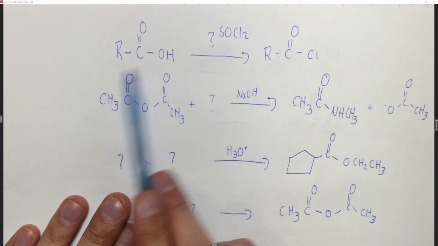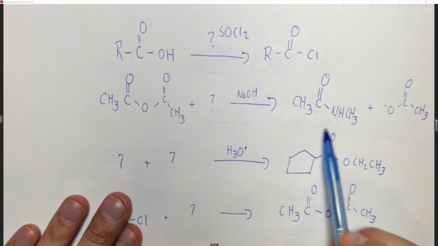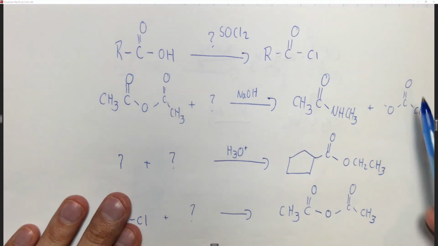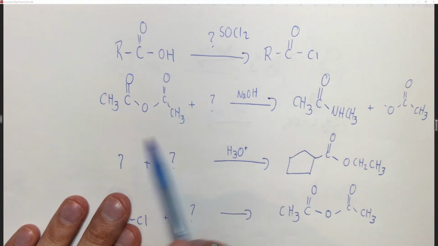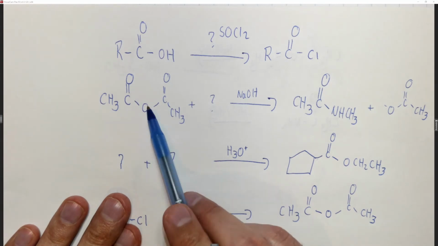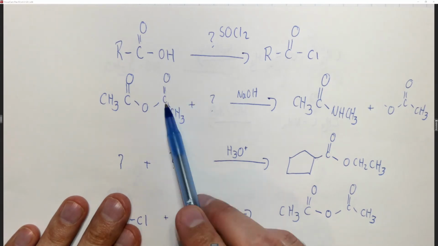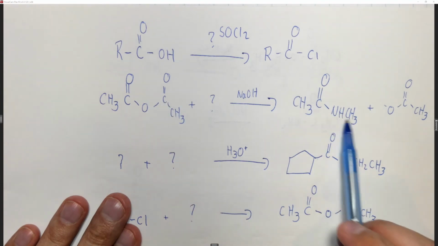Next one, we have this molecule plus something in the presence of a base gives us this molecule and a carboxylate, which is because it's in the presence of a base. So we need to recognize what this is. Well, this molecule is an anhydride. We have the oxygen in the middle and the two carbonyl groups outside of it. And over here, we have an amide.